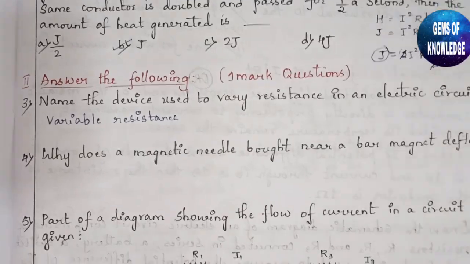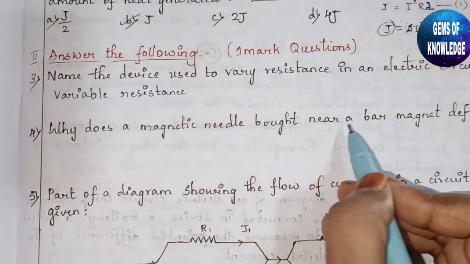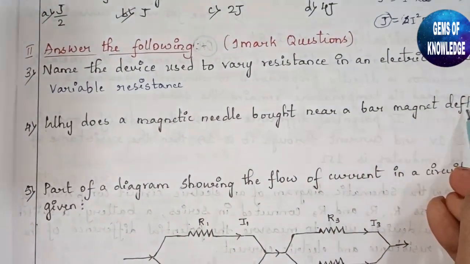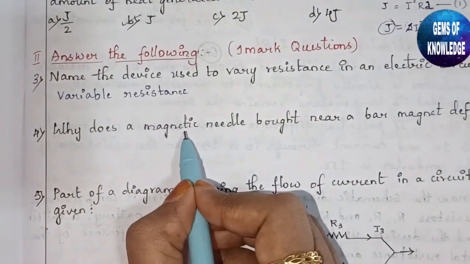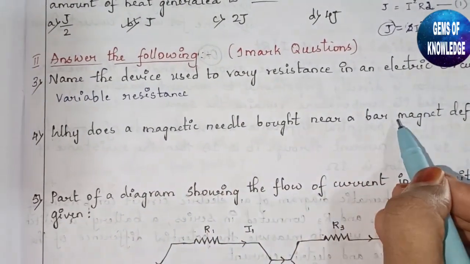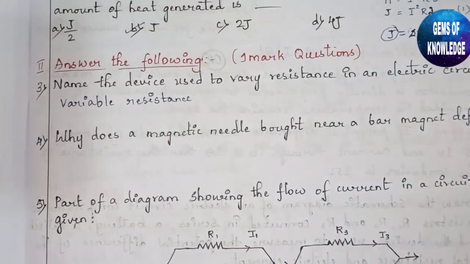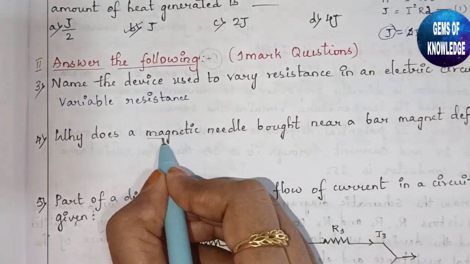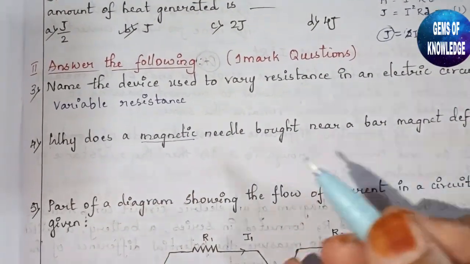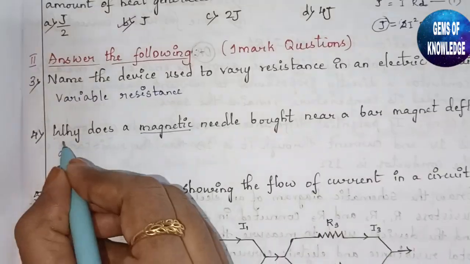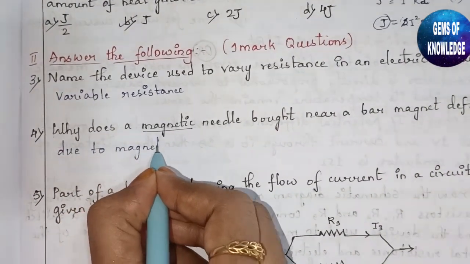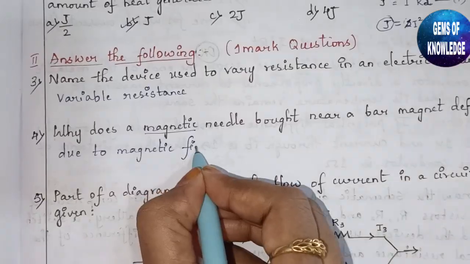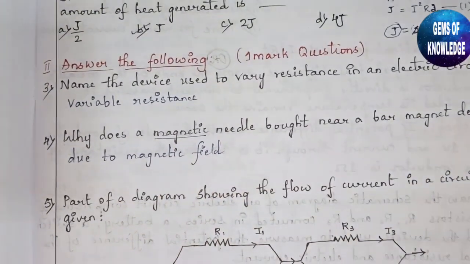Then why does a magnetic needle put near a bar magnet deflect? So they are asking us, we have a magnetic needle, and when we bring it nearer to the bar magnet, why is it deflecting? It is just because of the magnetic field in that particular needle. We can write: due to the magnetic field in that particular needle.